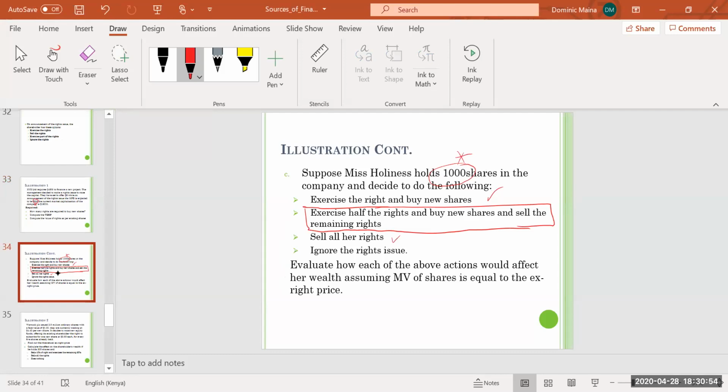Let me go back to my board. So the current wealth is equal to 1,000 shares, which we multiply by the current share price, 9.6, to give us 9,600.